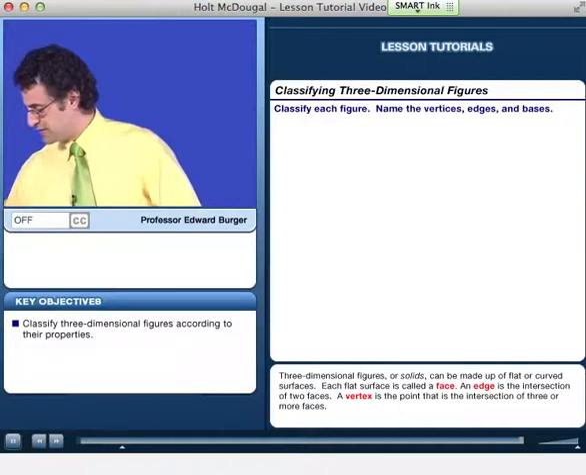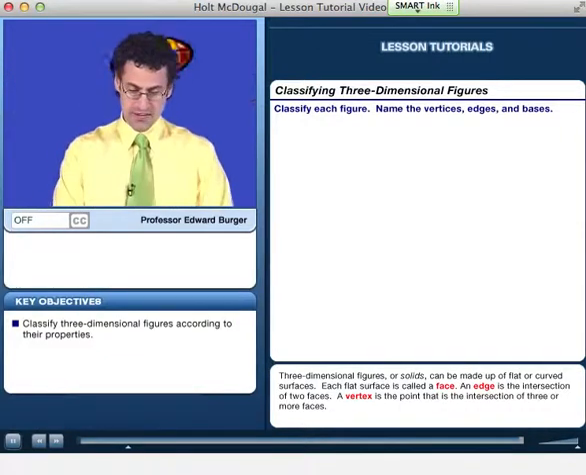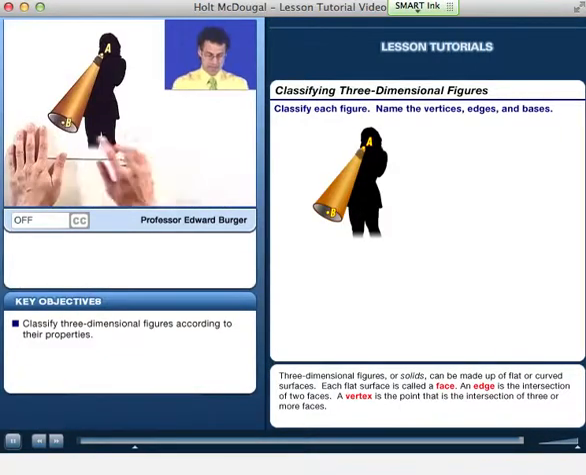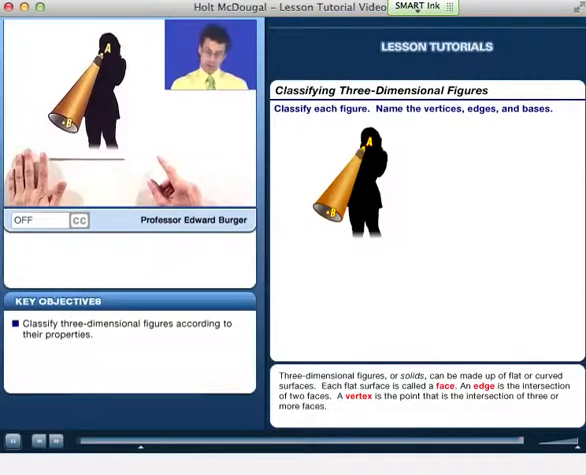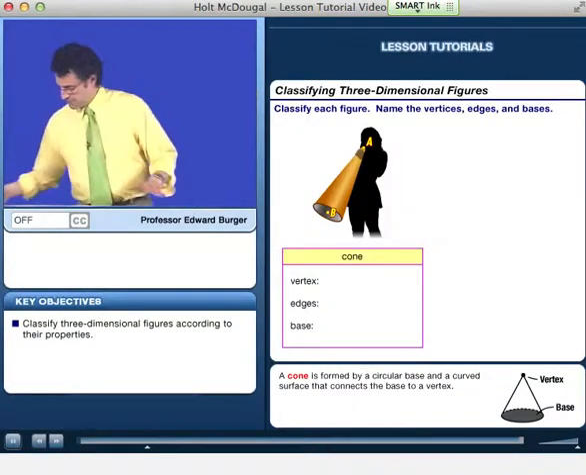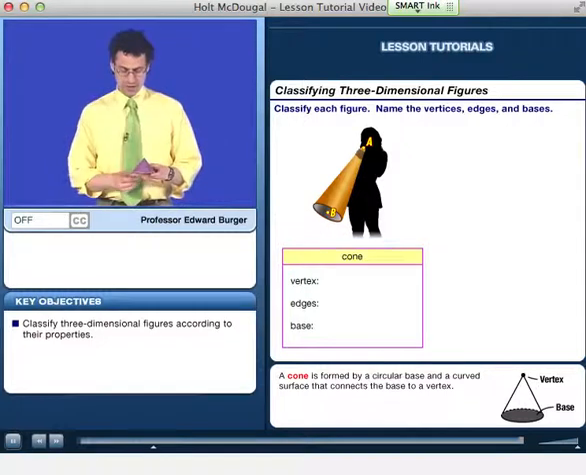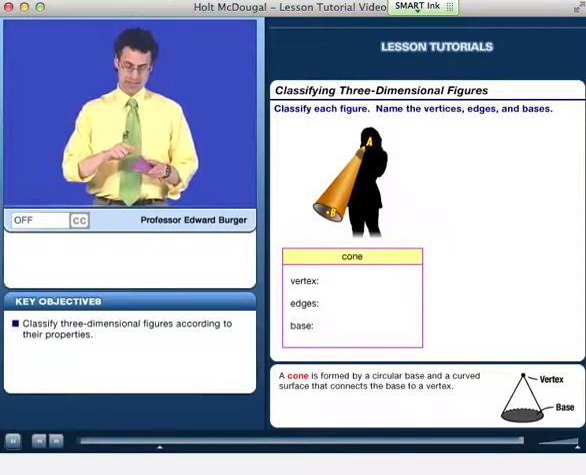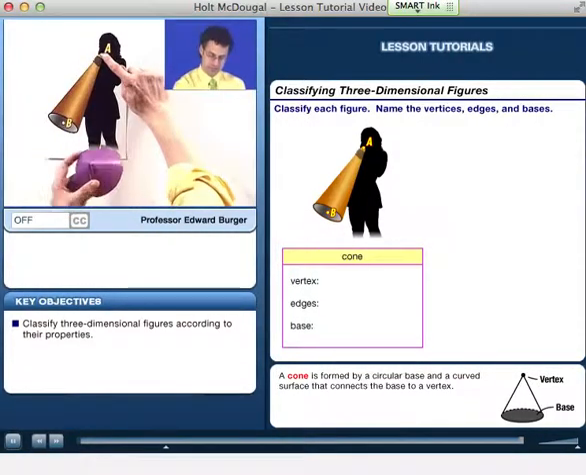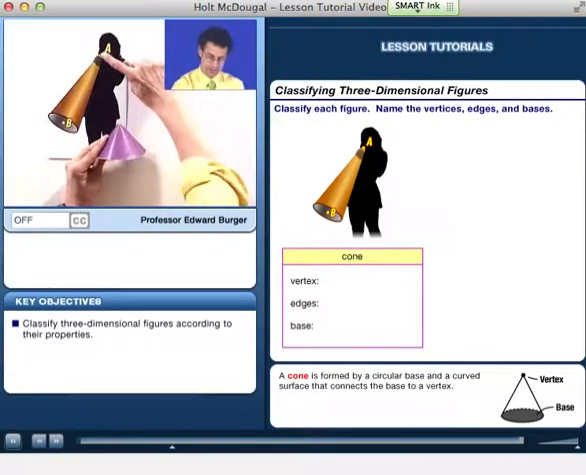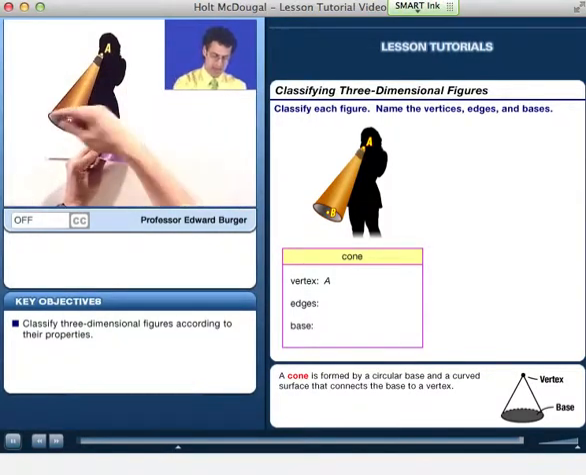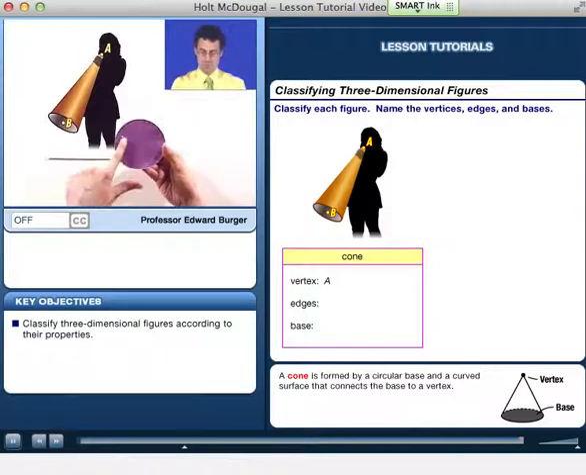The first one you might see if you ever go to a football game or something, you might see people with a megaphone. This is actually an example of what's called a cone. A cone is sort of a fun thing because it has a vertex on the top. So in this picture here, the vertex would be right here. That's the tip top. And then the base here forms a perfect circle.